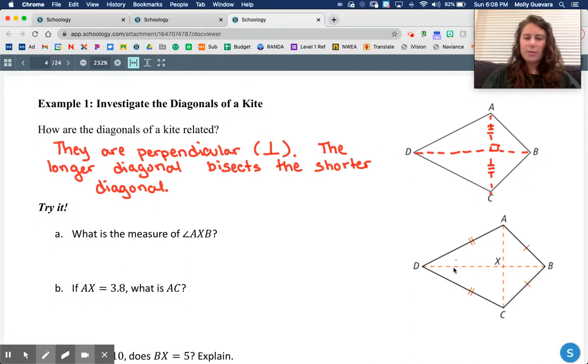And the last one says if B to D is 10, does B to X equal 5? And then it says explain. So you're going to try these 3. Really just pause the video, think about it for a second, see what you come up with, and when you're ready to go over it, hit play and we'll go over it.